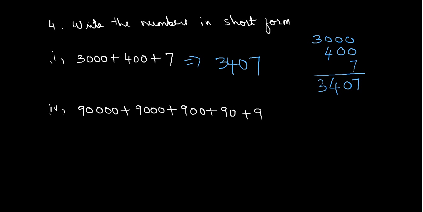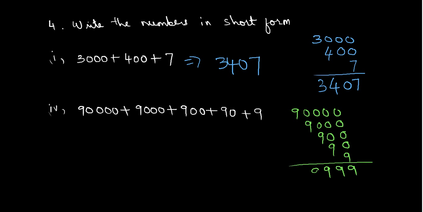Similarly, add the next number. So it is 90,000. Then write the next number given. We have to write from the right side. Then 0 0 9 0 9 9. When you add this, you will get 9 9 9 9 9. So the answer is 99,999. I hope this is clear to you. Let us go to the next problem.